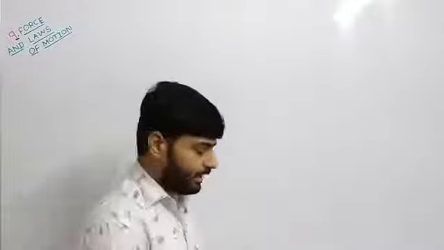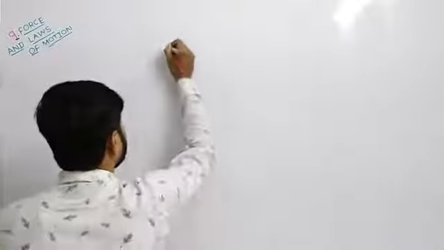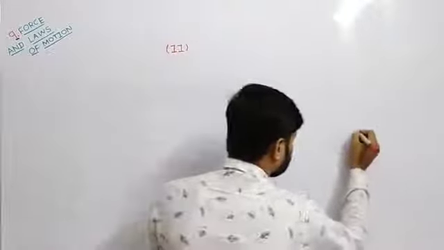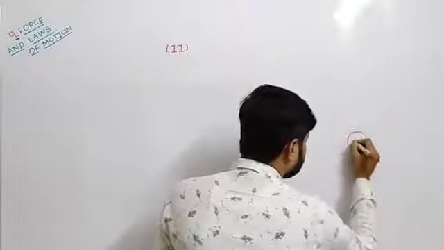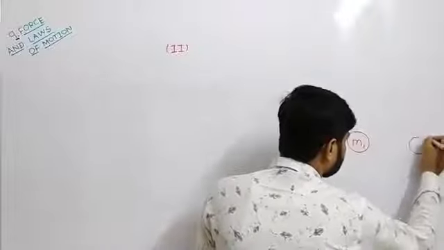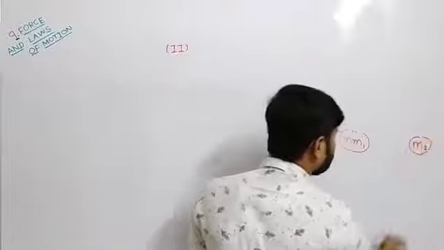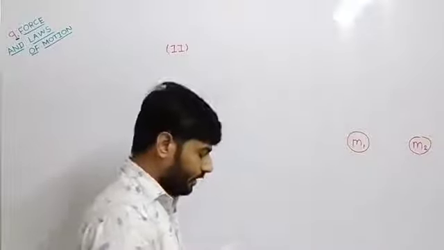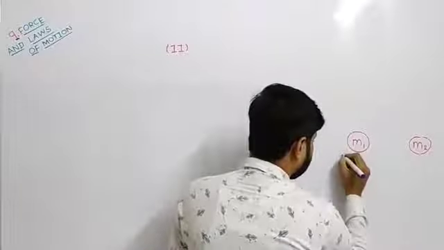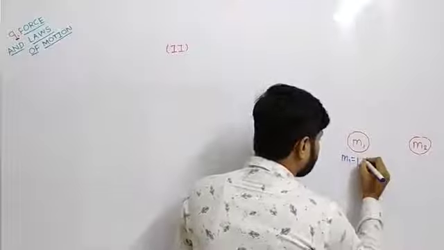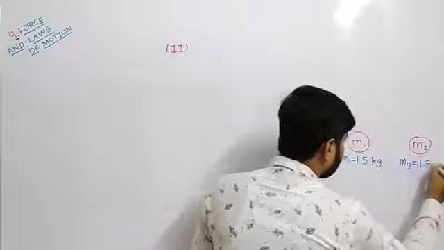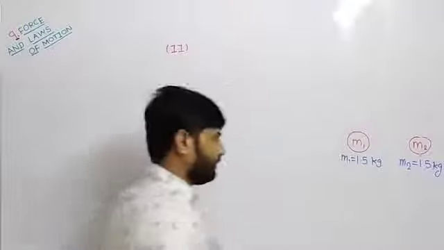We have two objects in question number 11. Let's say this is object M1 and this is object M2. Both have mass 1.5 kg. So I write here M1 is equal to 1.5 kg, M2 is equal to 1.5 kg.